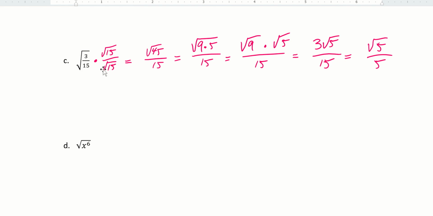So even after you get the radical out of the denominator, you have to make sure there are no perfect square factors of anything under the radical. And so in this case, we had 9 as a factor of 45, and so we have to simplify further.